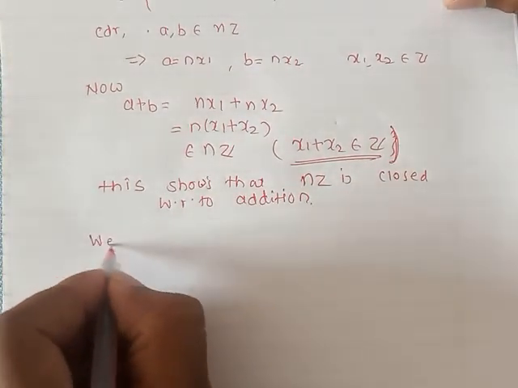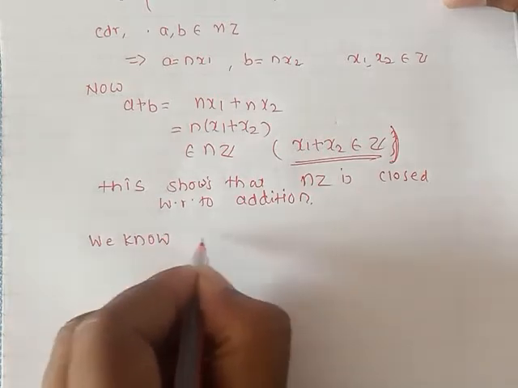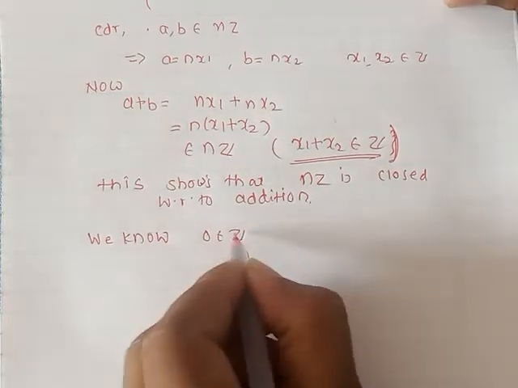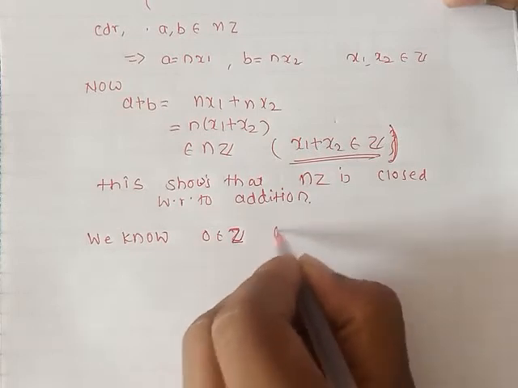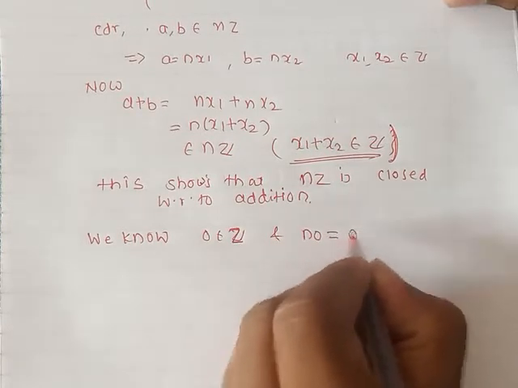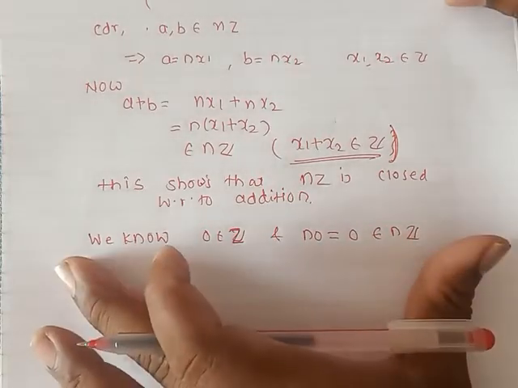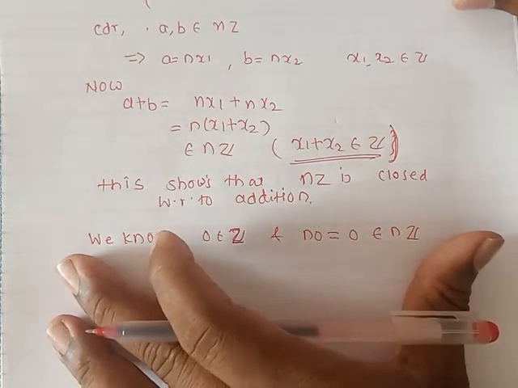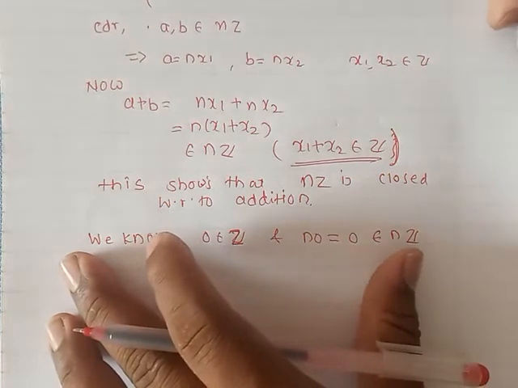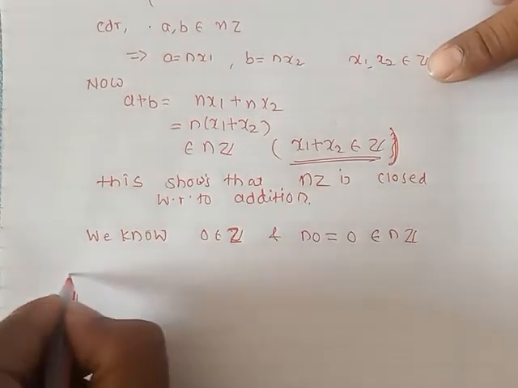Now we know that 0 belongs to Z, and n into 0 is again 0, which belongs to nZ also. So nZ is closed with respect to identity also, that is, the identity element also belongs to nZ.